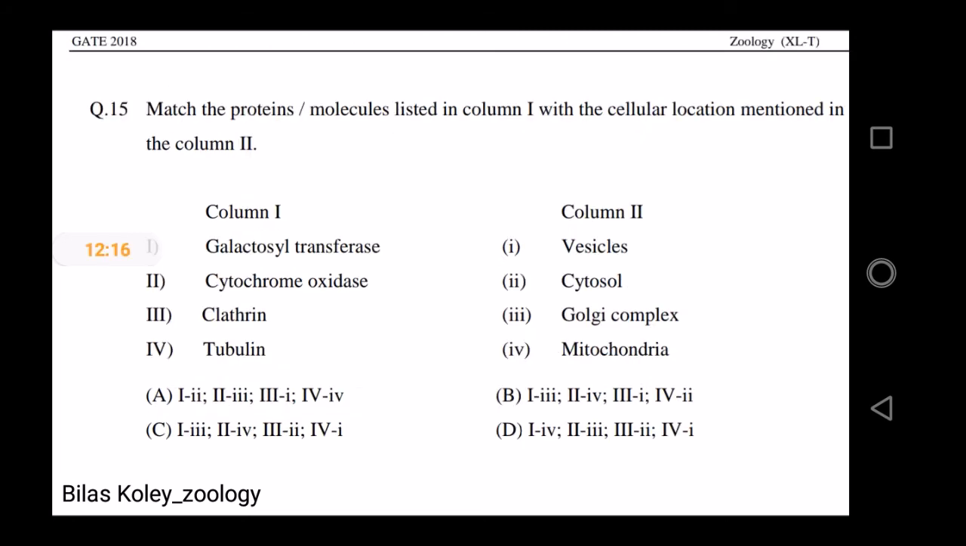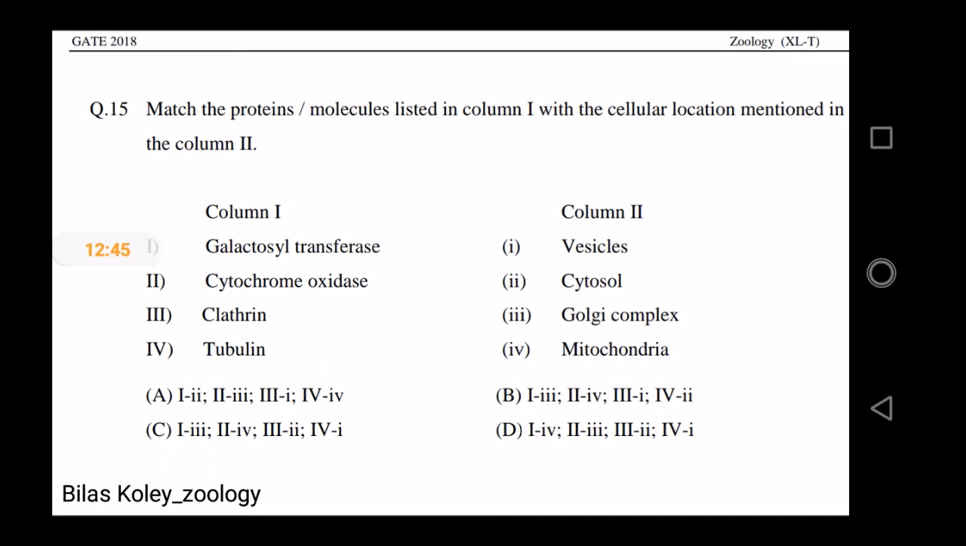Now we will discuss question number 15. Match the proteins or molecule listed in column 1 with the cellular location mentioned in column 2. And the options are: in column 1, galactoside transferase, cytochrome oxidase, clathrin, tubulin. And in column 2, options are vesicles, cytosol, Golgi complex and mitochondria.